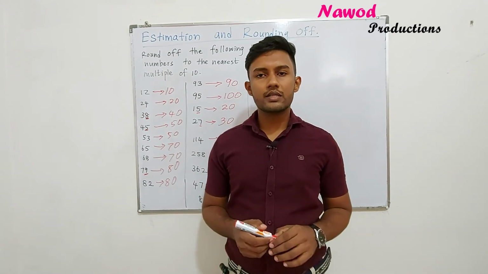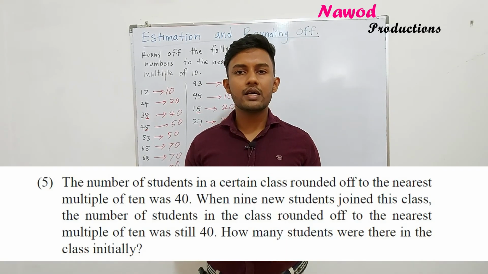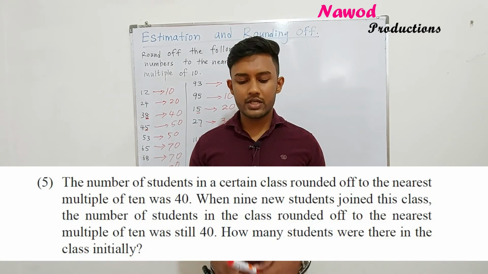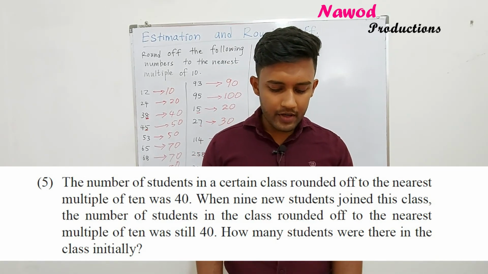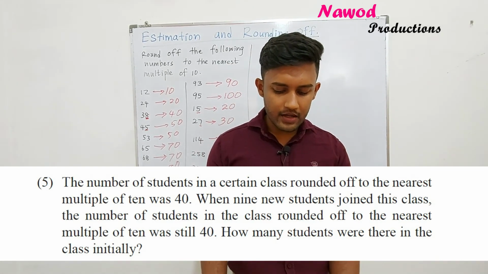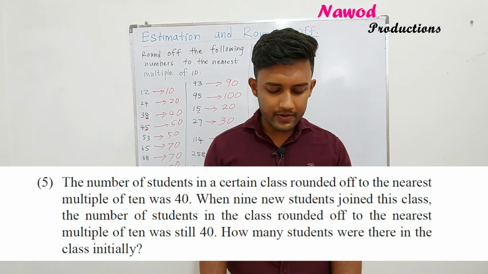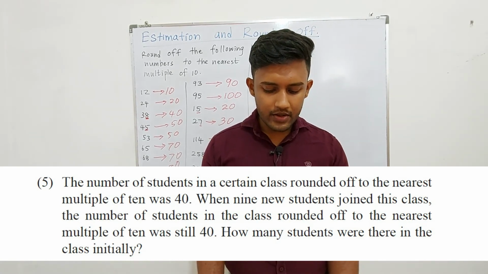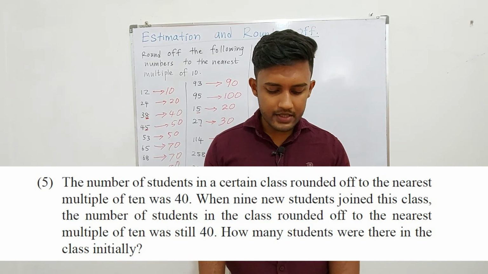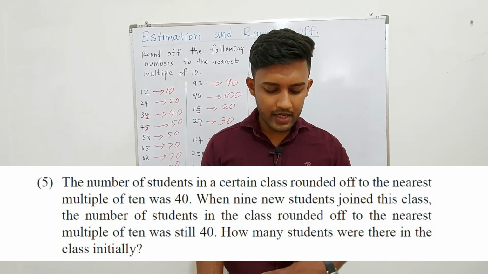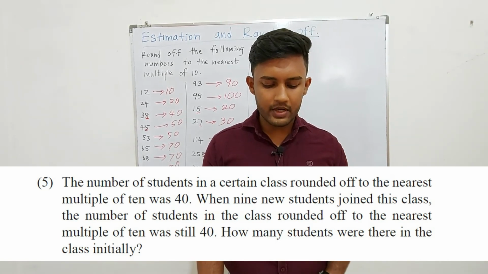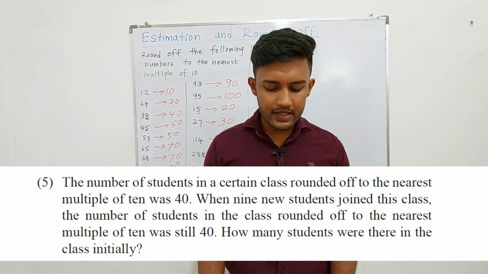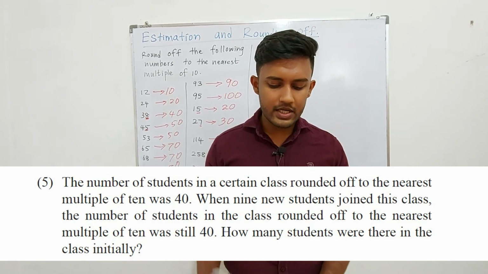Then dear students, on the screen you can see the next example question. The number of students in a certain class rounded off to the nearest multiple of 10 was 40. When 9 new students joined this class, the number of students in the class rounded off to the nearest multiple of 10 was still 40. How many students were there in the class initially?